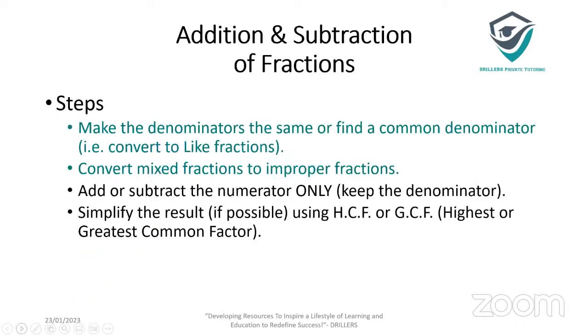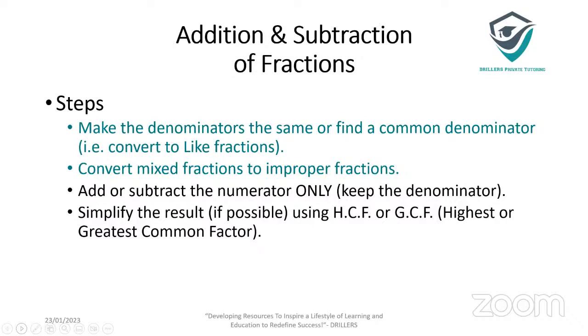So now we're going to look at addition and subtraction of fractions. So let's consider the steps. We've covered all of the types of fractions. Now we're going to look into addition and subtraction of fractions. The first step is to make the denominators the same, or find a common denominator. That means, if they have the same denominator, we're going to turn them into like fractions, because we remember that from our definitions, right?